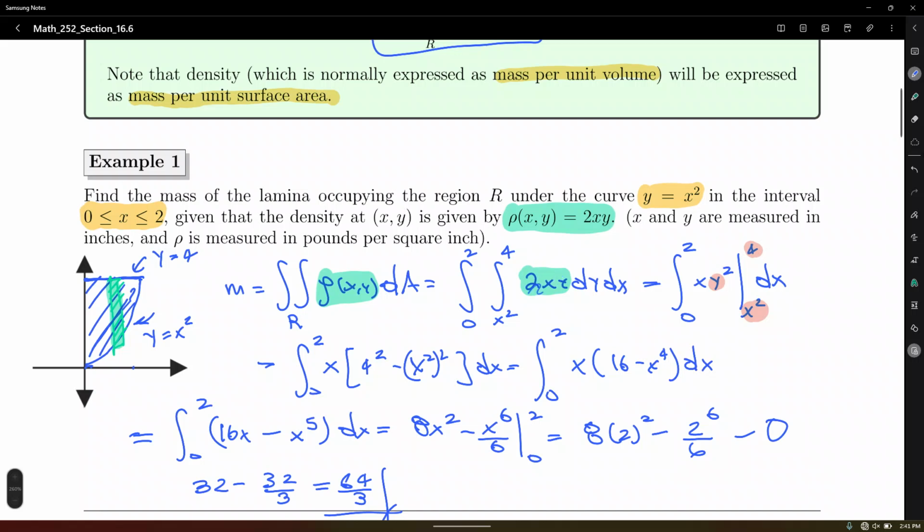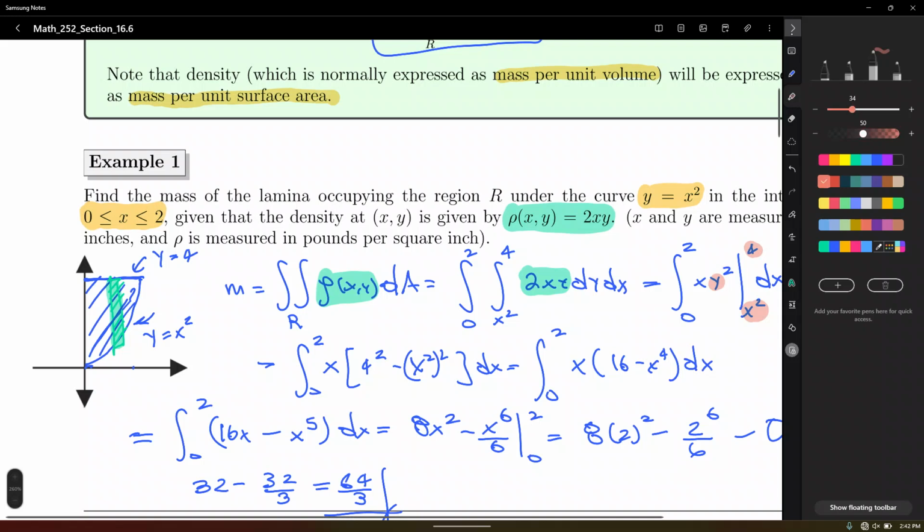So let's integrate 2xy with respect to y. That's going to give us xy squared, evaluated between x squared and 4. And notice how I highlighted those limits of integration, because these limits are going to be applied only on the y variable. As usual, upper limit minus lower limit. Okay, let me keep highlighting those limits.